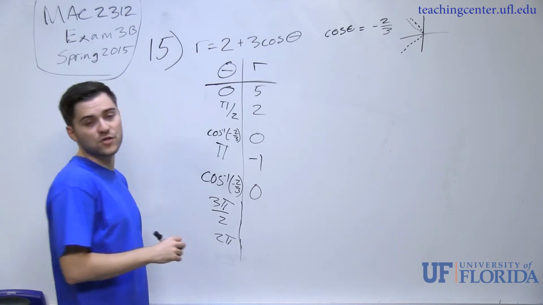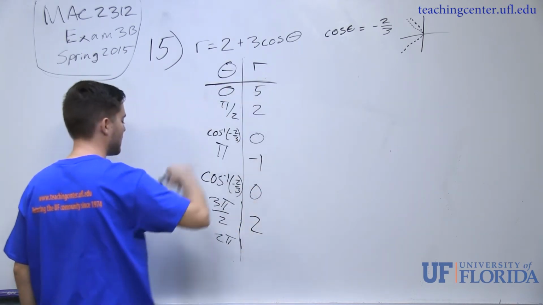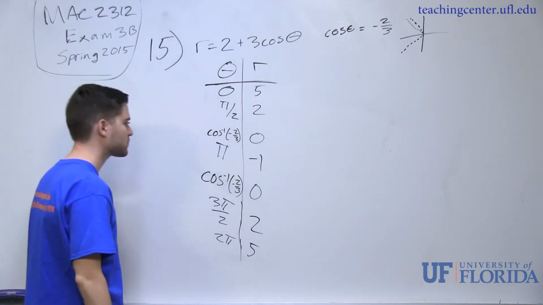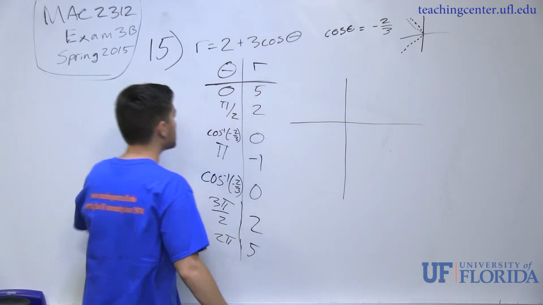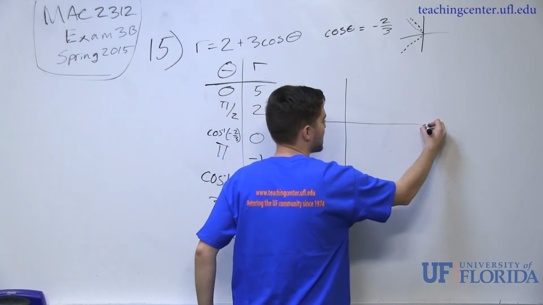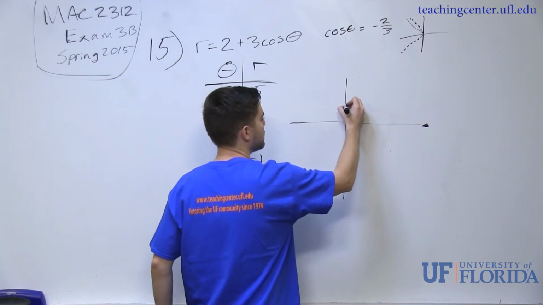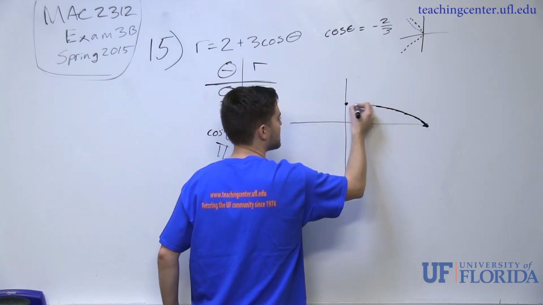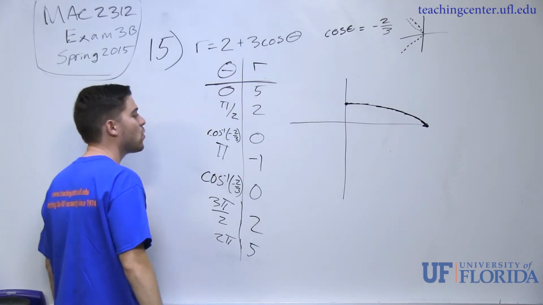Cosine of 3 pi over 2, that tells me that it should be a radius of 2, because cosine of 3 pi over 2 is 0. And 2 pi gets me right back to 5. So let's go ahead and try to graph this shape. So at a theta value of 0, I have a radius of 5. So my radius is really far out there. Pi over 2, I have a radius of 2, so it's a little bit more condensed. So again, I'm going to try to graph this to the best of my ability. Cosine inverse of negative 2 over 3.